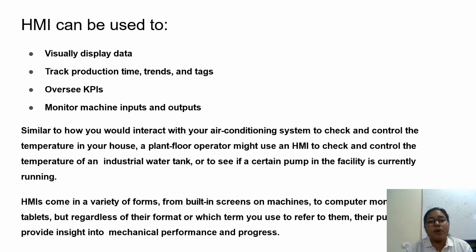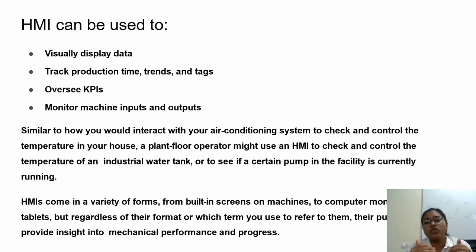Now HMI can be used to visually display data, track production time, trends and tags, oversee KPIs, and monitor machine inputs and outputs. So let's understand what that is. Visually display data: on your AC or your laptop or your phone you can see it. Then comes tracking production. Take an example like Amazon. When we order something, we get the tracking information. That is one type of HMI.